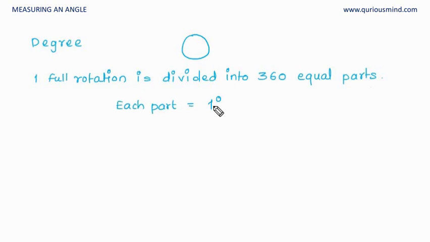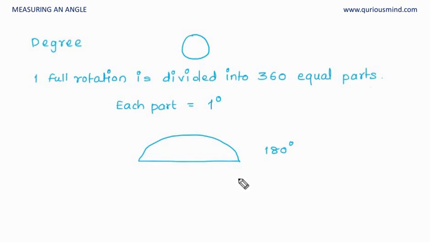And to show that, we write the number 1 and we show a small 0 on top of it as if it's a power, and that's the symbol of degrees. If this one full rotation is 360, then if I have a semicircle, that would be 180. We know that this is a straight line and it's 180 degrees.